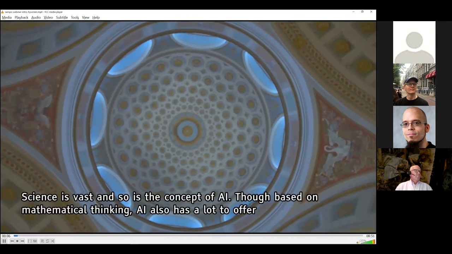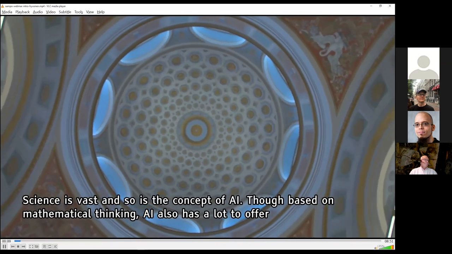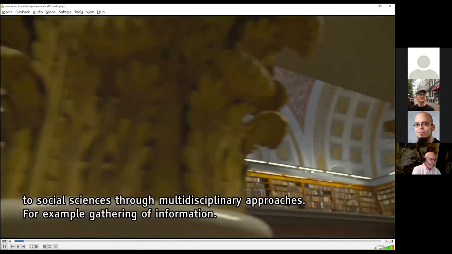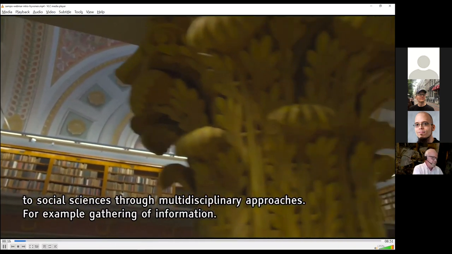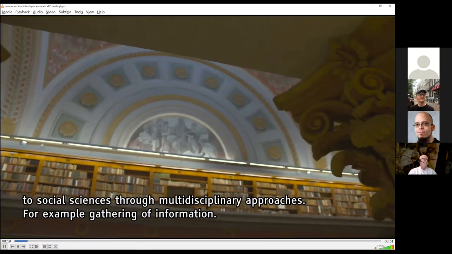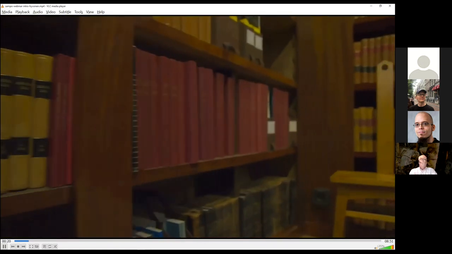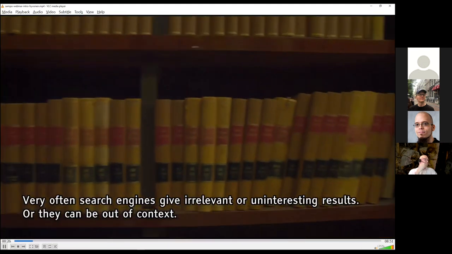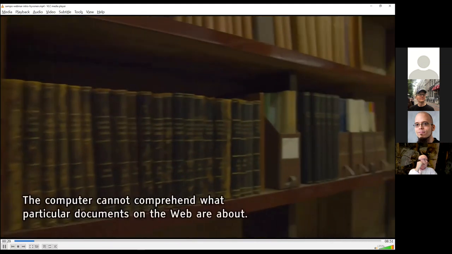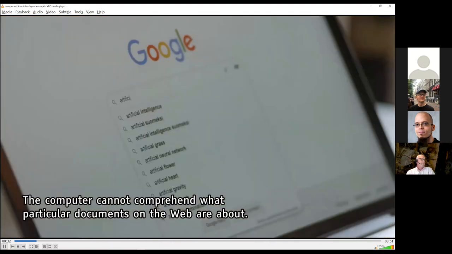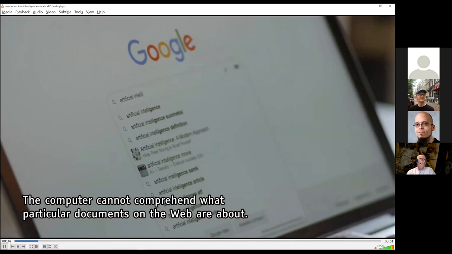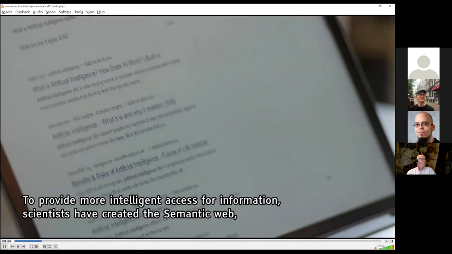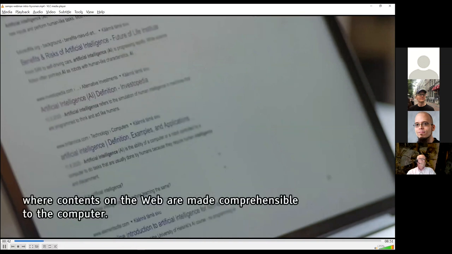Science is vast, and so is the concept of AI. Though based on mathematical thinking, AI also has a lot to offer to social sciences through multidisciplinary approaches. For example, gathering of information. Very often, search engines give irrelevant or uninteresting results, or they can be out of context. The computer cannot comprehend what particular documents on the web are about. To provide more intelligent access for information, scientists have created the Semantic Web, where contents on the web are made comprehensible to the computer.